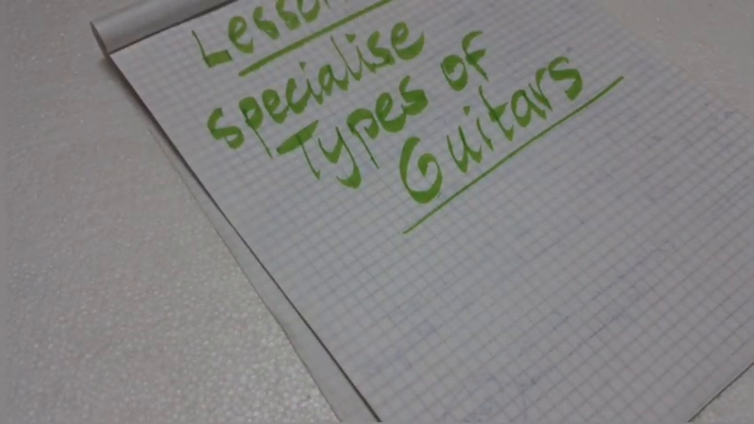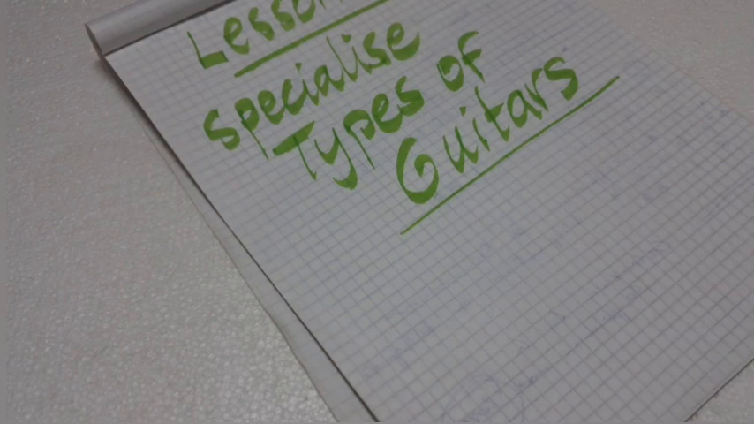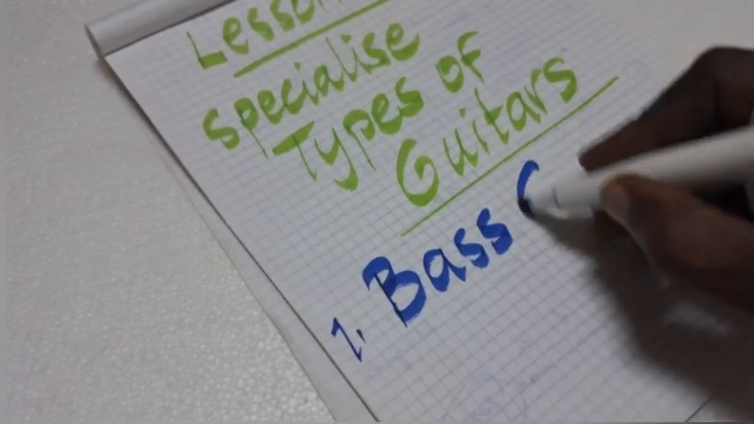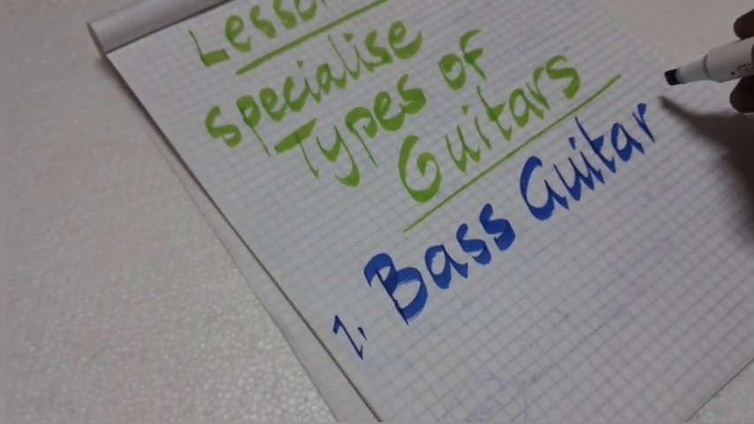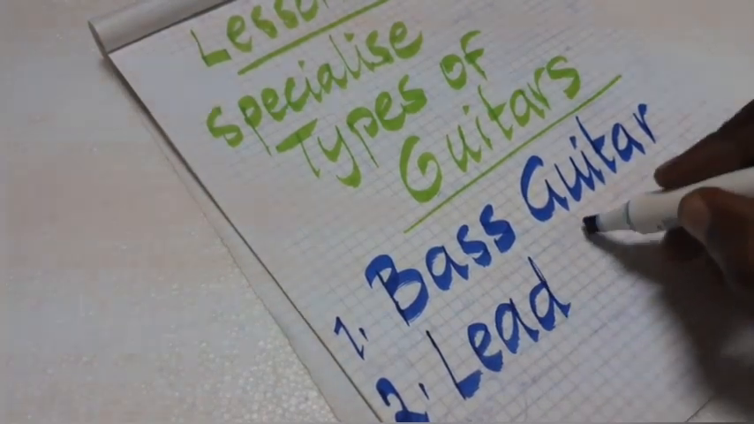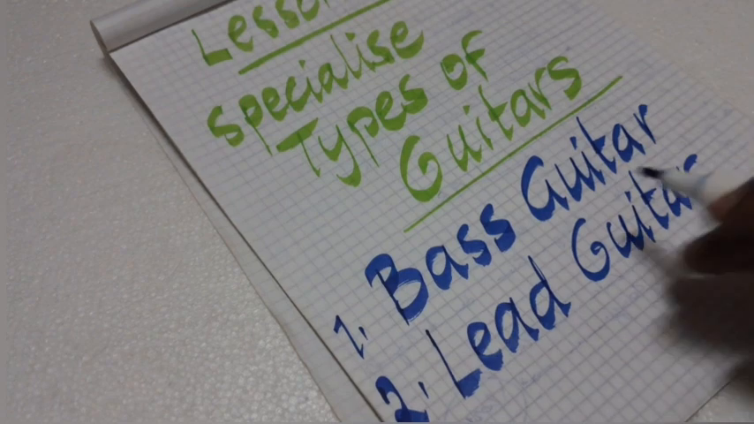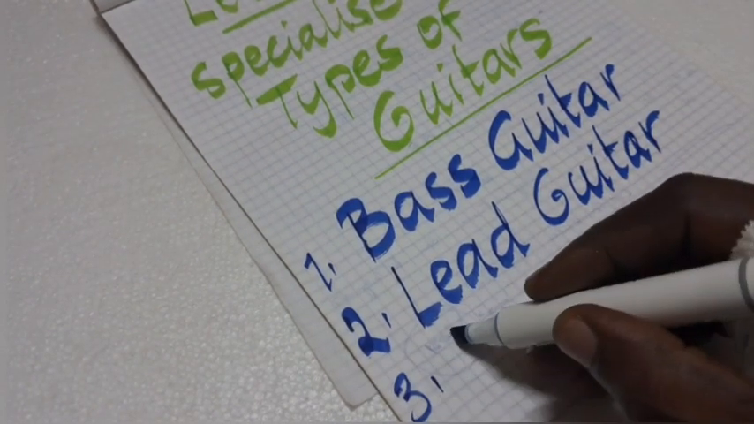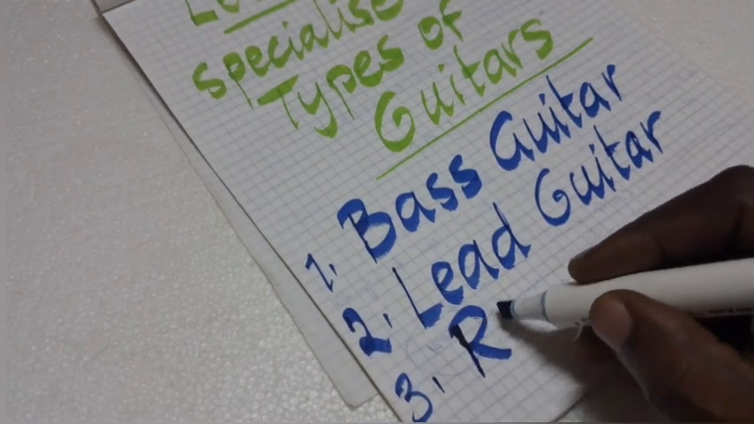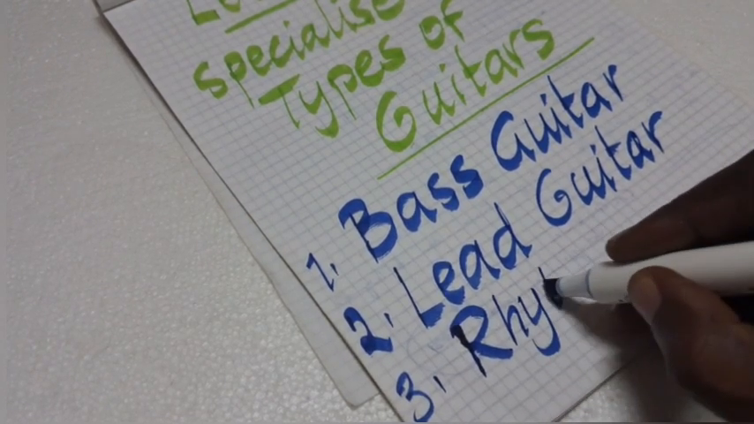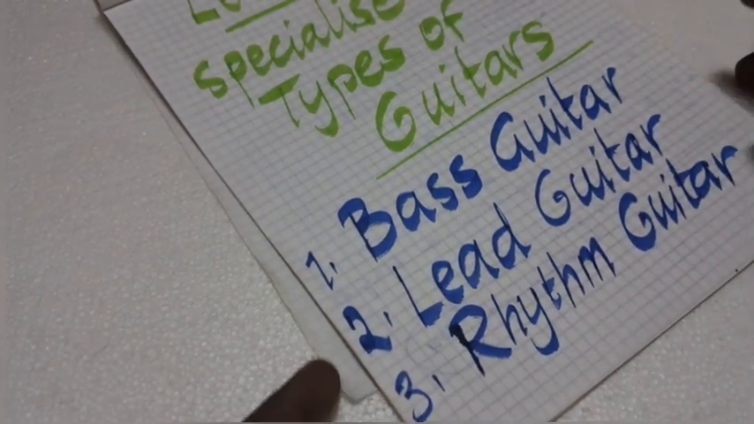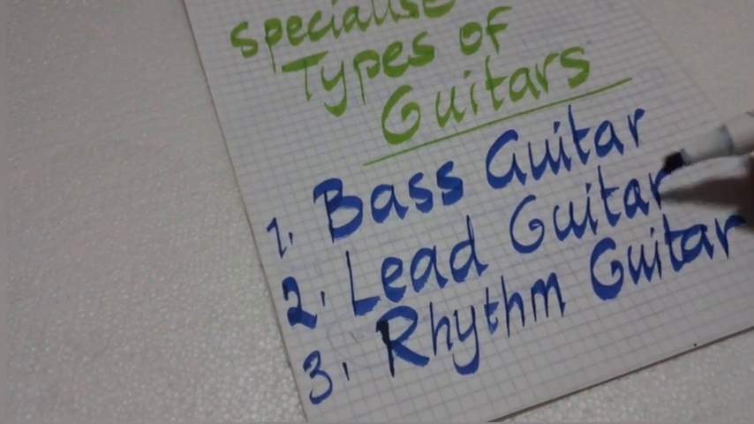Now, generally, we have the bass guitar. Some people call it bass guitar, some call it bass guitar. We have lead guitar. We have rhythm. The spelling of rhythm sometimes can be very tricky. Rhythm, I hope I'm right. You can verify. We have rhythm guitar, we have bass guitar, we have lead guitar, we have rhythm guitar.